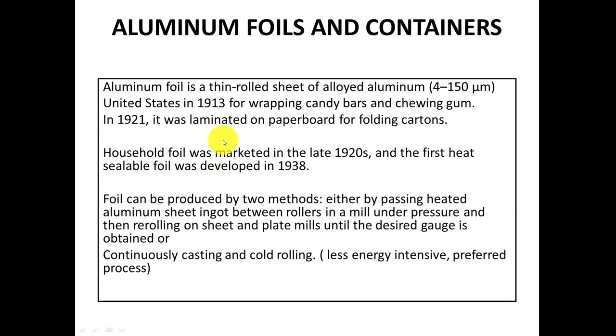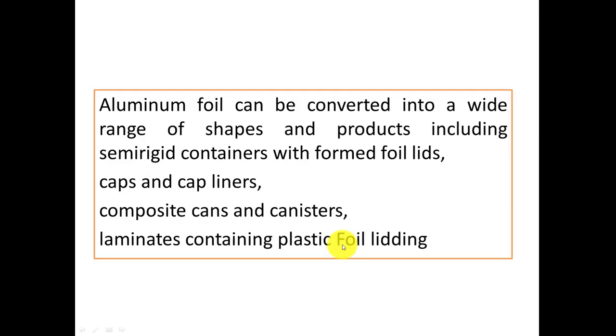This is about history. The foils can be produced by two methods: either by passing the heated aluminium sheet ingot between rollers in a mill under pressure and then re-rolling on sheet and plate mills until the desired gauge is obtained, or continuous casting and cold rolling. So these are the two methods by which we can produce aluminium foils.